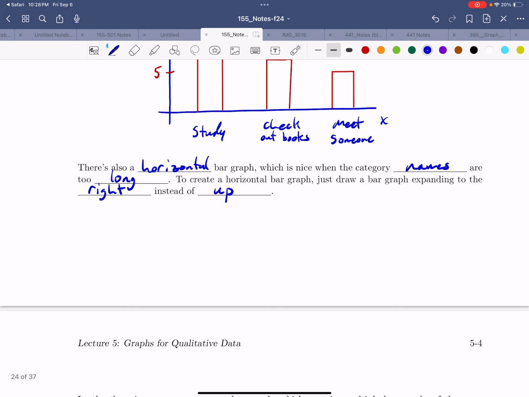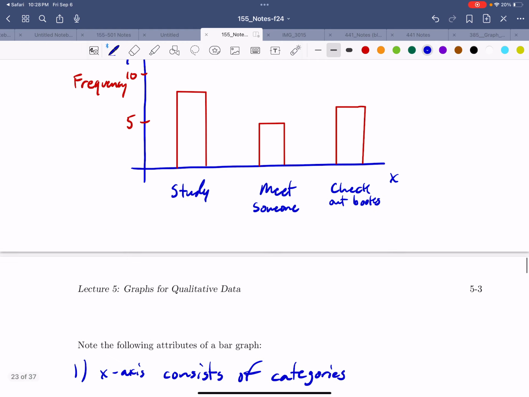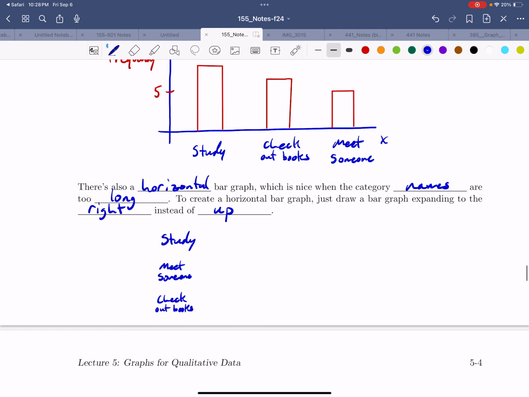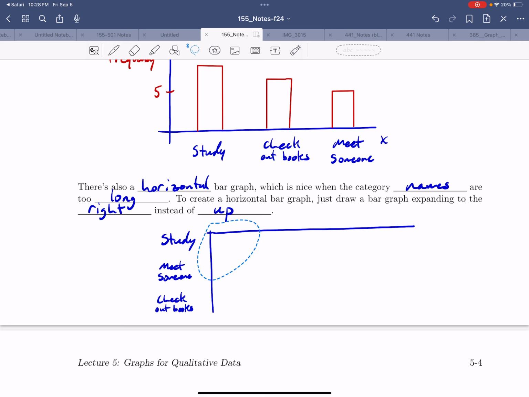So, for example, we could write this as studying, you could say, meet someone and check out books, right? So I'm going to do this based on our original bar graph, right? Not the Pareto chart, but you could totally do it for the Pareto chart if you wanted. Right, so you've got this. Maybe move that up a little bit.